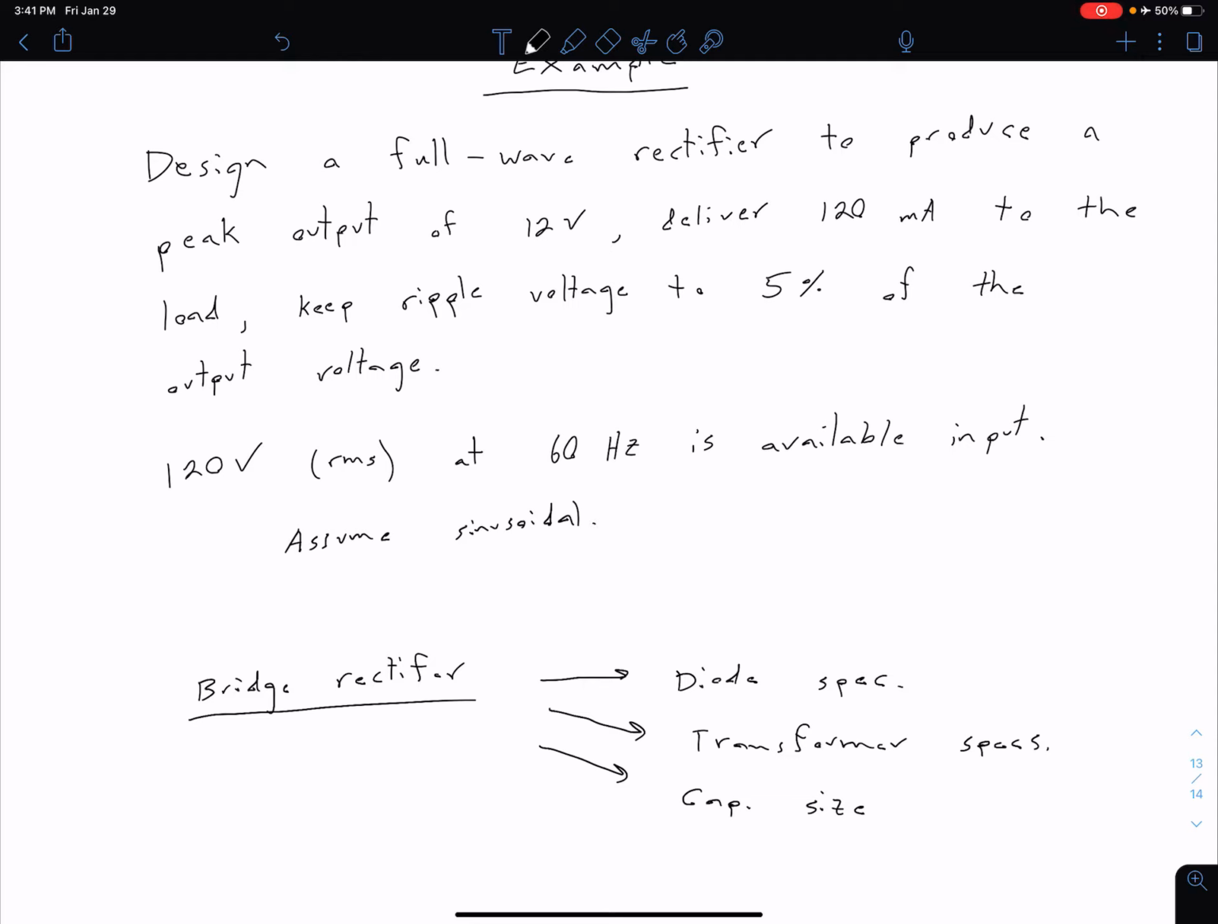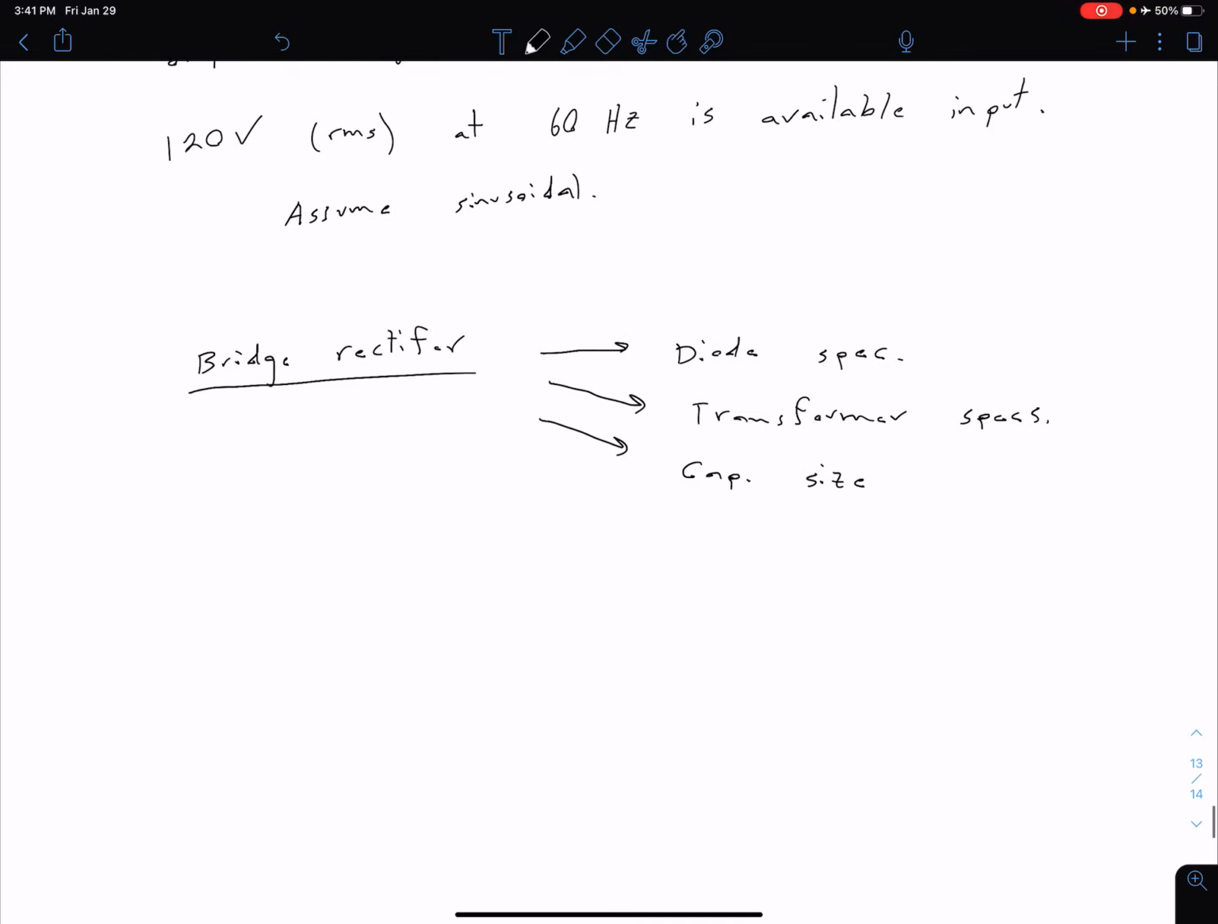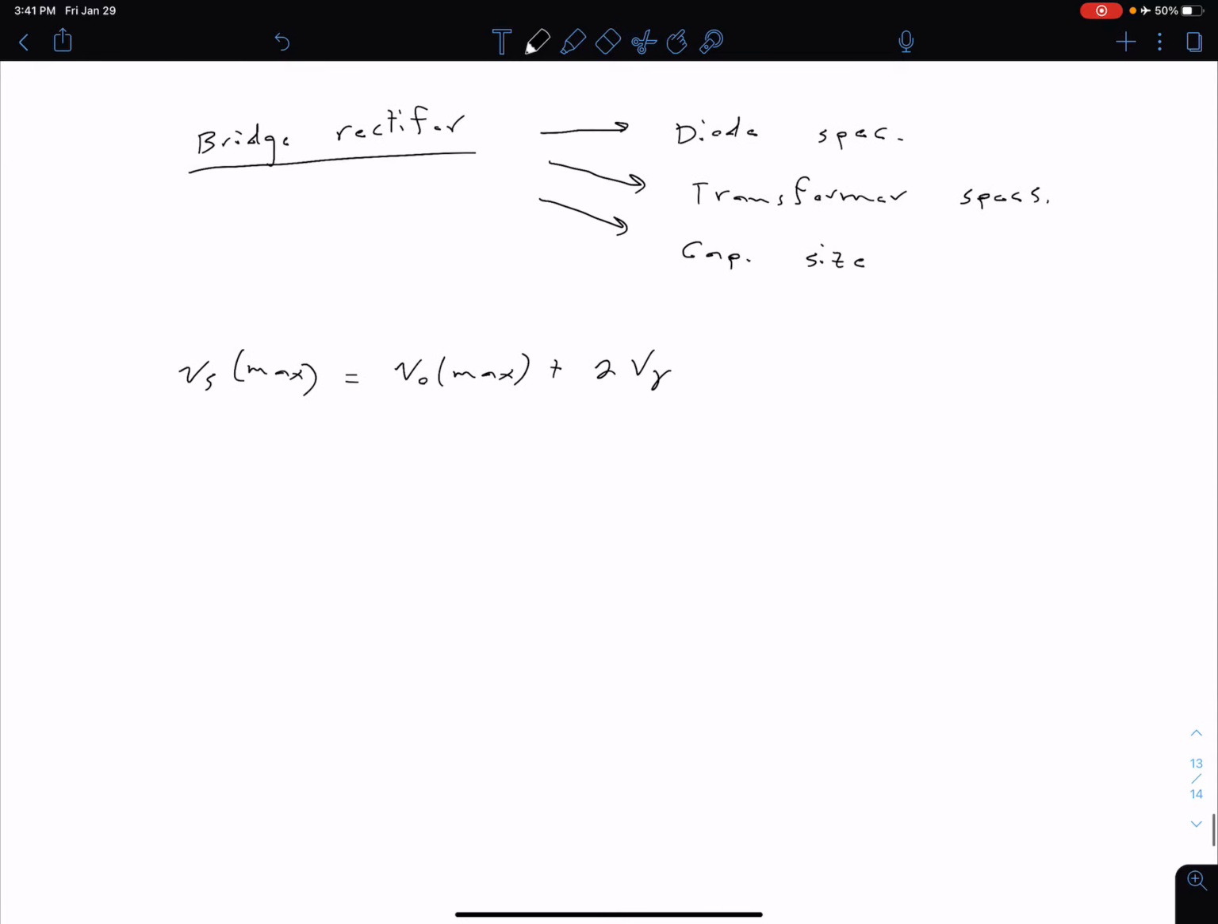Okay, let's first look at finding the specifications for our transformer. For our transformer, we know that our Vs max is going to equal our output max plus 2 times our V gamma. So why 2 times the V gamma?